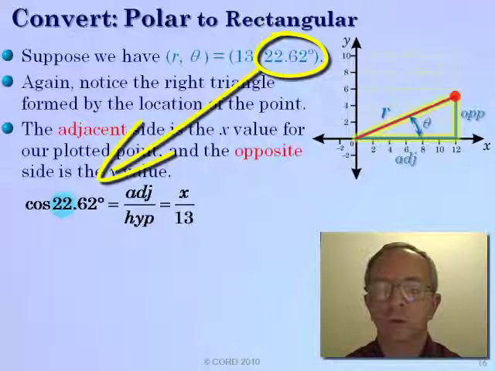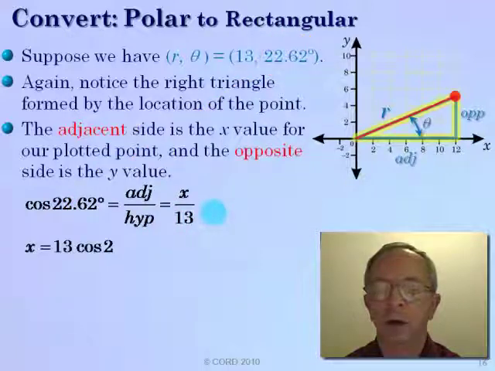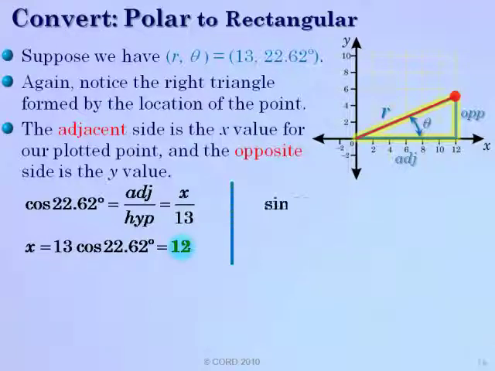It's the cosine of 22.62. We can put that into our calculator and calculate 13 times the cosine of 22.62 will equal 12. So our x value in this case is 12. Similarly, on the y coordinate, we have the sine ratio, which is the opposite over the hypotenuse, or in this case, y divided by 13, our r value.